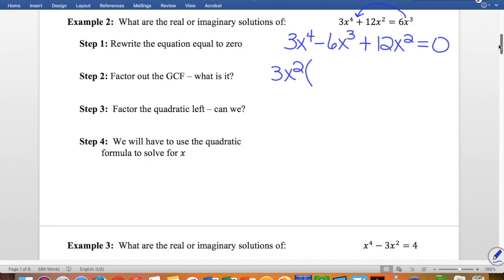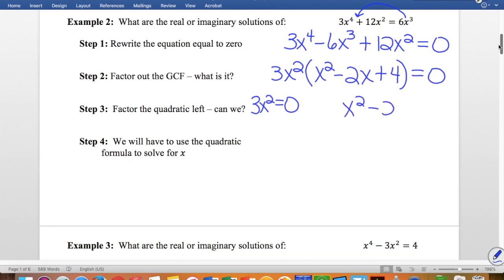Well, 3 divided by 3 is 1, and x to the 4th divided by x squared leaves me with x squared. Negative 6 divided by 3 is negative 2, and then x cubed divided by x squared is just x. And then 12 divided by 3 is positive 4, and then x squared divided by x squared leaves me no x's at all in the parentheses. Okay, so again, I can now use my zero product property, and I'm going to say 3x squared equals 0. And I'll come back to that in a minute. And I'm going to say x squared minus 2x plus 4 also equals 0.